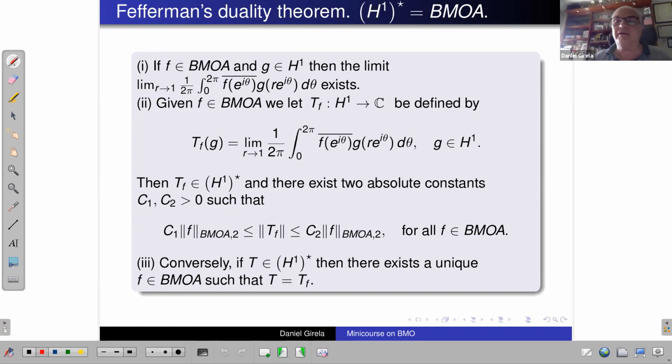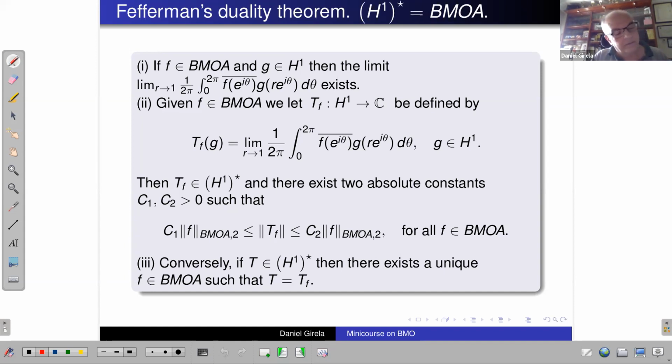Well, first of all, I already uploaded in the chat the revised version of the transparencies. And also I uploaded this paper that I wrote 20 years ago on BMO, where you can find the proofs that I'm not going to speak about. And yesterday we finished the talk. When we were finishing the talk, we started speaking about the duality theory.